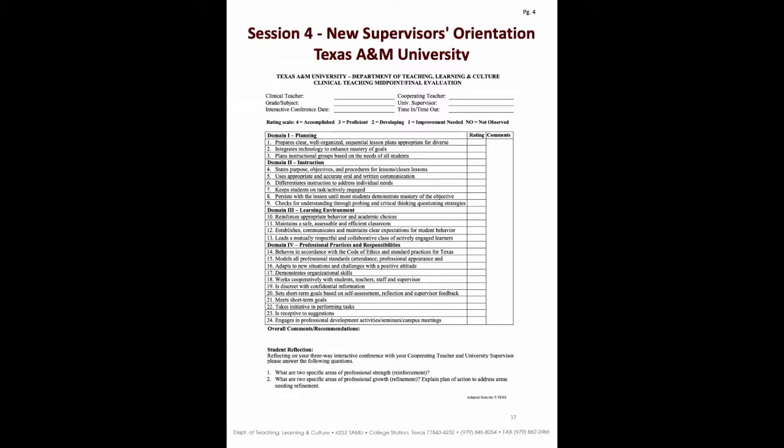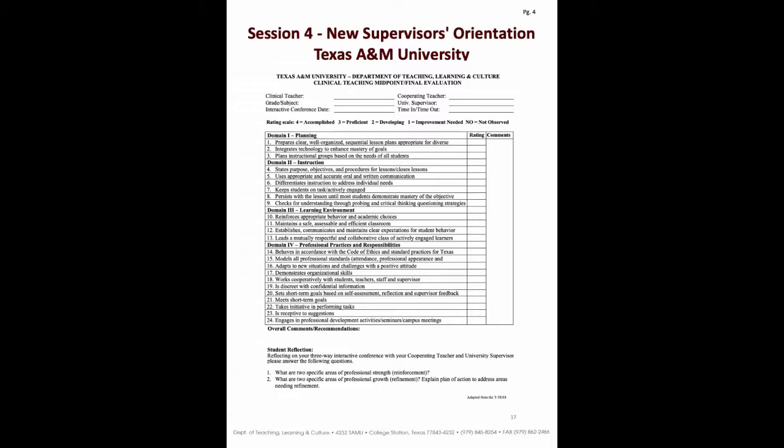This form has also been adapted to reflect portions of the Texas Teacher Evaluation and Support System, known as T-TESS. Notice the rating scale that will be used for each descriptor. Also take note of the 4 domains: planning, instruction, learning environment, and professional practices and responsibilities. You will give prior notification through an email to the cooperating teacher noting a day and time for the 3-way midpoint conference, and do the same later in the semester for the final conference.